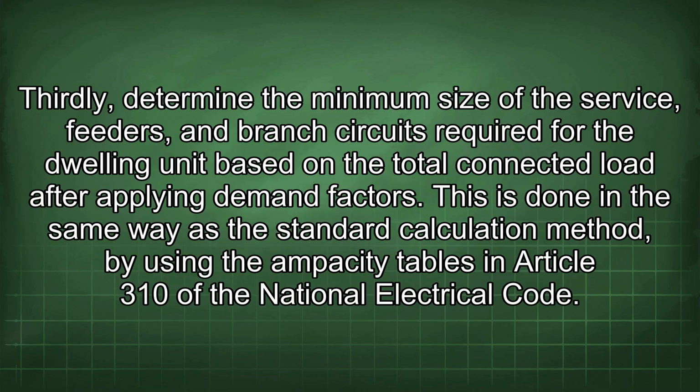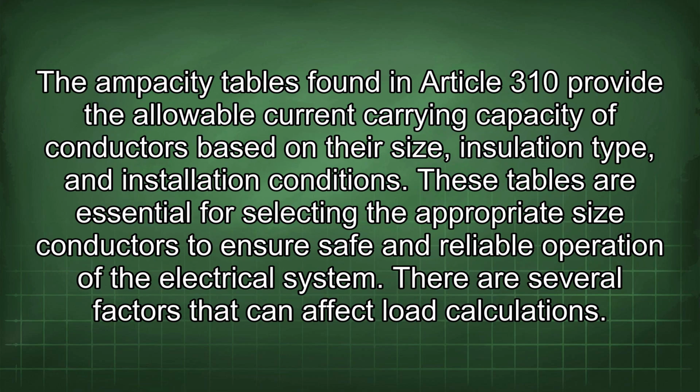Thirdly, determine the minimum size of the service, feeders, and branch circuits required for the dwelling unit based on the total connected load after applying demand factors. This is done in the same way as the standard calculation method, by using the ampacity tables in Article 310 of the National Electrical Code. The ampacity tables found in Article 310 provide the allowable current carrying capacity of conductors based on their size, insulation type, and insulation conditions. These tables are essential for selecting the appropriate size conductors to ensure safe and reliable operation of the electrical system.